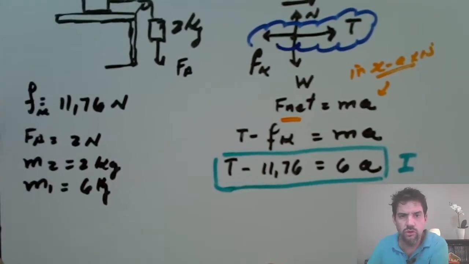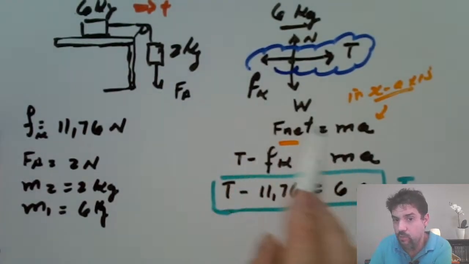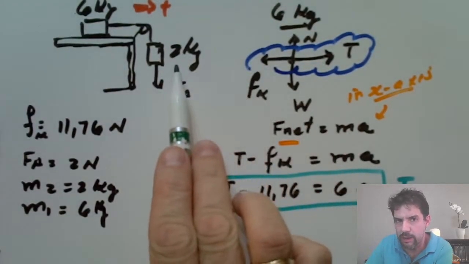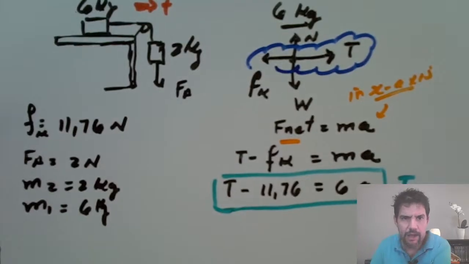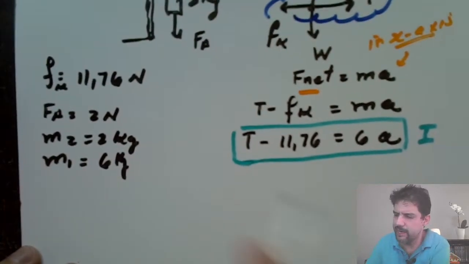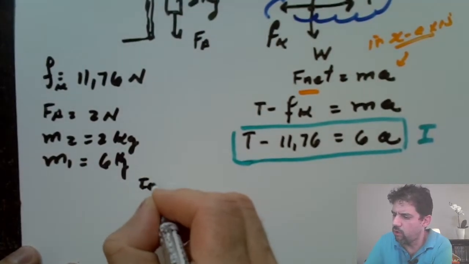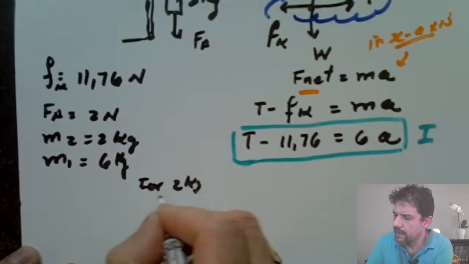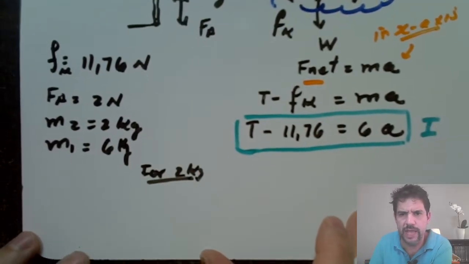What are we going to do? We're going to repeat the work we did for the 2 kilogram block. So first, I want to write down the note that I know I'm working with the 2 kilogram block. So I'm coming here and I'm going to write here "for 2 kg." And I'm going to draw the free body diagram first.